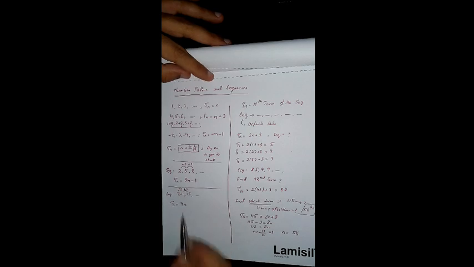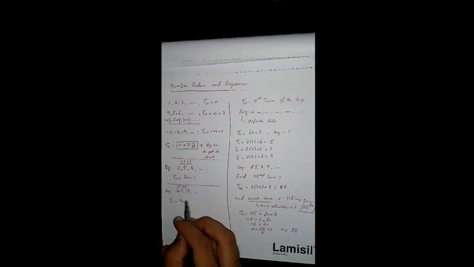So basically, plus 3 should be written here so that we will get the correct sequence. So 4 into 1 is 4 plus 3 is 7. 4 into 2 is 8 plus 3 is 11.